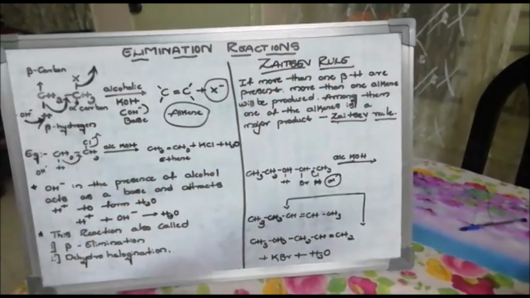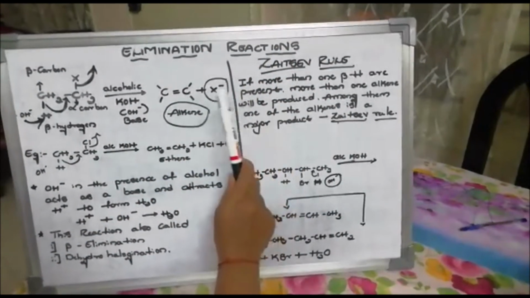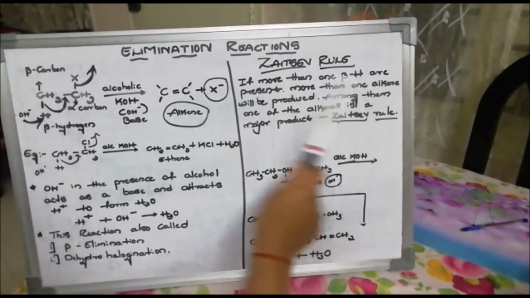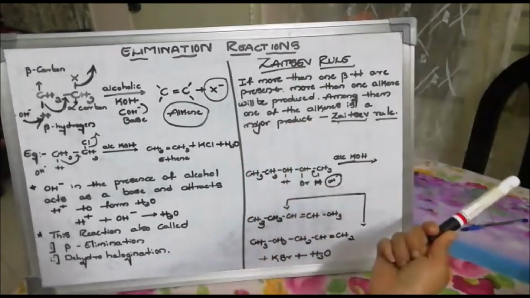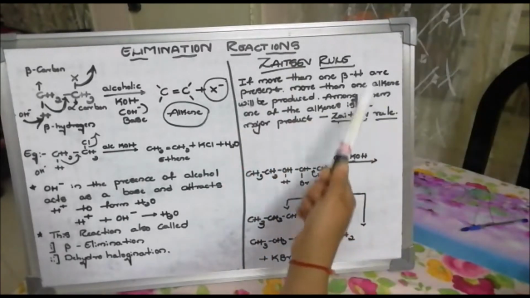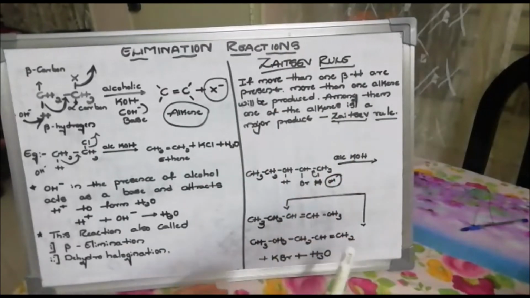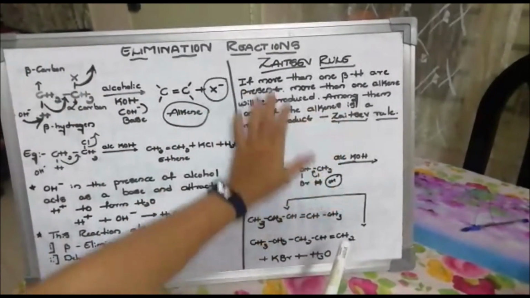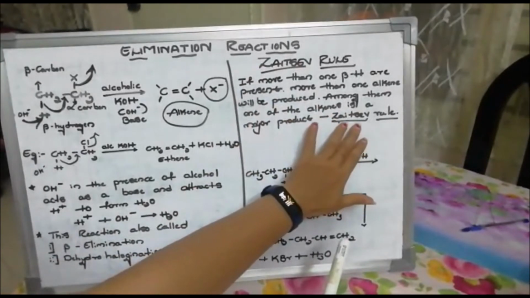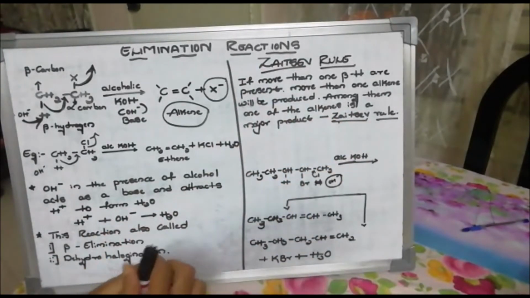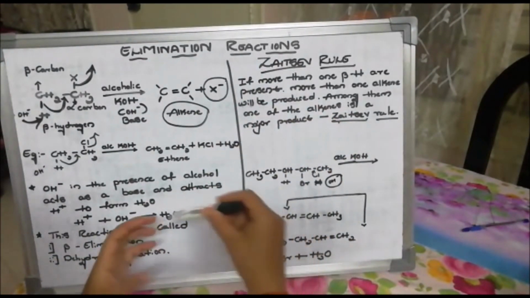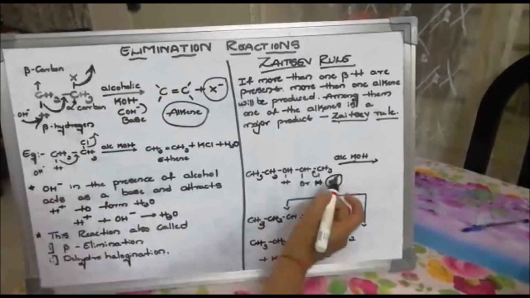is what Zaitsev's rule indicates. Okay. So I have written here, if more than one beta hydrogen is present, more than one alkene will be produced obviously. Among them, one of the alkenes will be considered as a major product. So this is said by Zaitsev's rule. Now I have taken an example wherein two beta hydrogens are present.